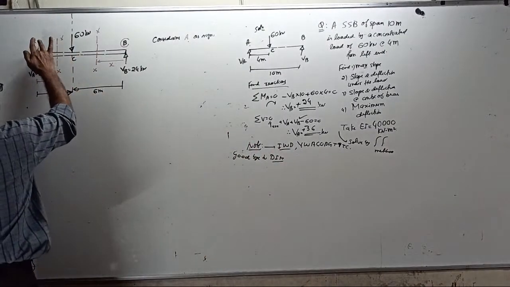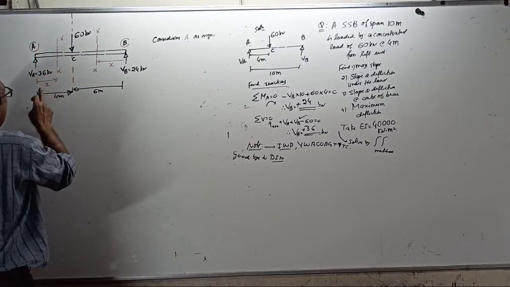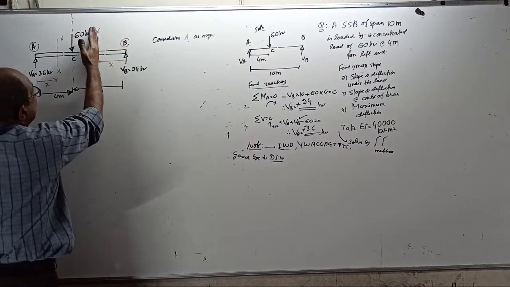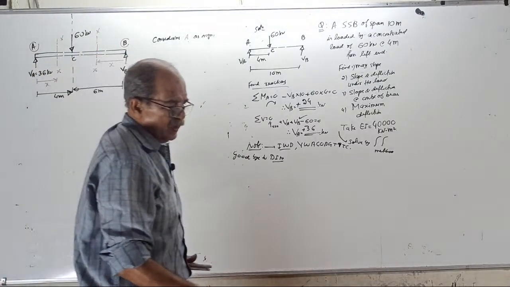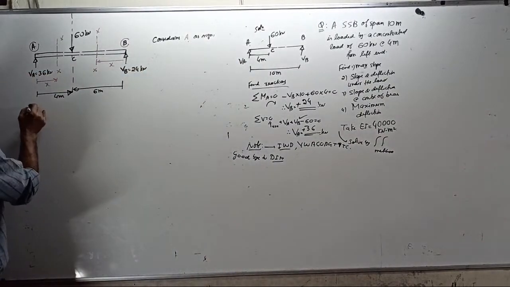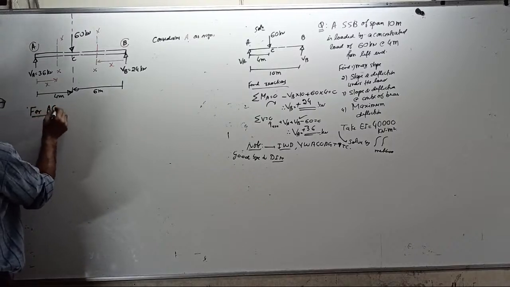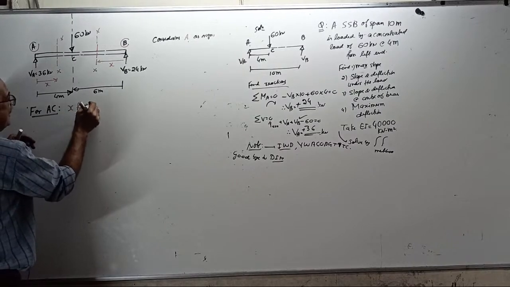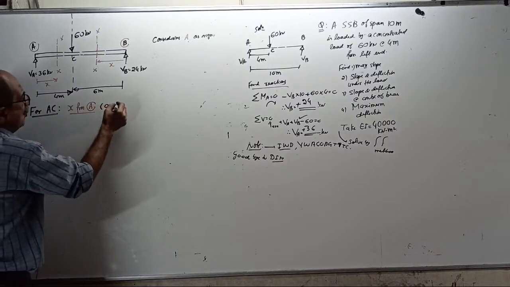Take A as origin, consider section XX at X from A, varying from 0 to 4. Then consider B as origin, take a section here at X from B, 0 to 6. Okay, start. Now, correctly see. First, for the AC portion, very important, X from A, and it varies from 0 to 4 meters.